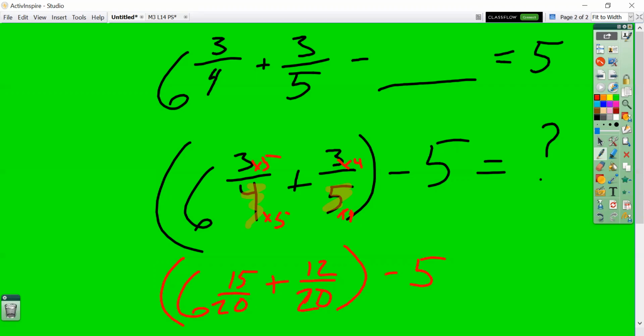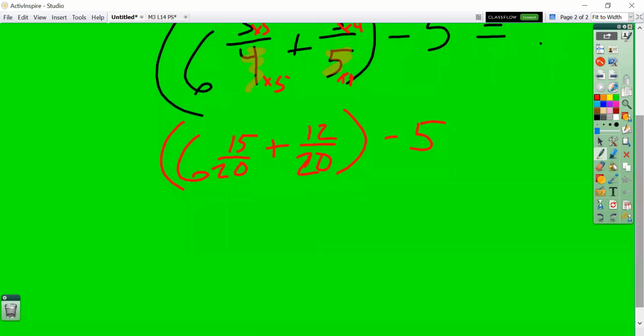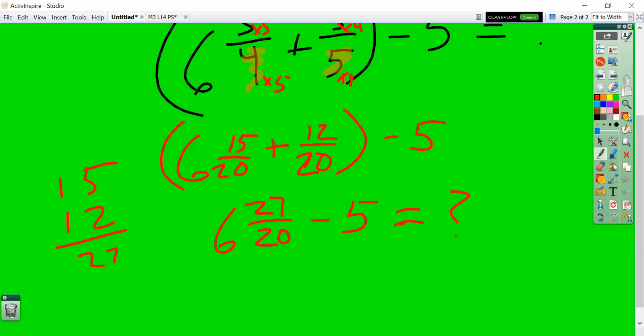Okay, well, let's work on inside of that parentheses now. Let me scroll down. Well, what's 15 plus 12? I'm just going to do it over here so you can see it in your head. It's 27. So this is saying 6 27/20ths minus 5 is equal to what we're looking for. Well, that's a fraction greater than a whole. So let's pull out 20/20ths and make it one more whole.